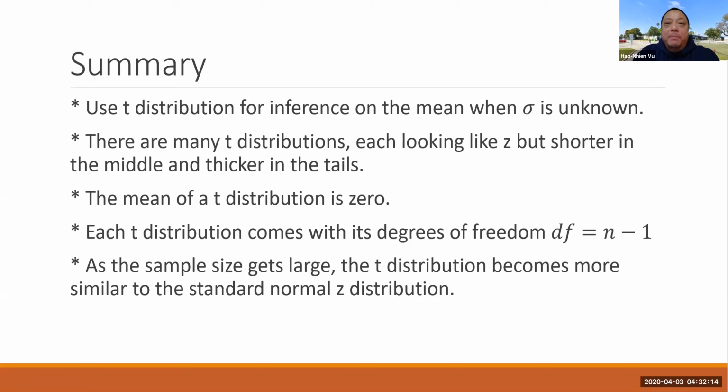There are actually many T distributions, each of them looking like Z with the mean of 0, but shorter in the middle and thicker in the tails. The mean of a T distribution is 0, and each T distribution comes with its degrees of freedom. df is equal to n-1. And as the sample size gets large, as the degrees of freedom get large, the T distribution becomes more similar to the standard normal Z distribution. All right, so that's the idea of the T distribution.